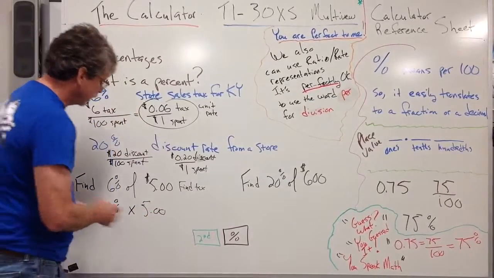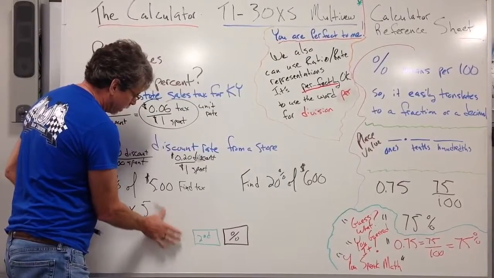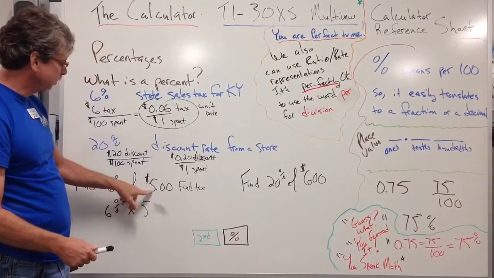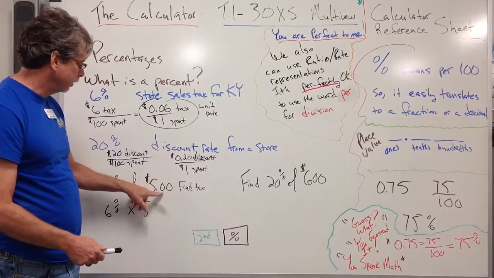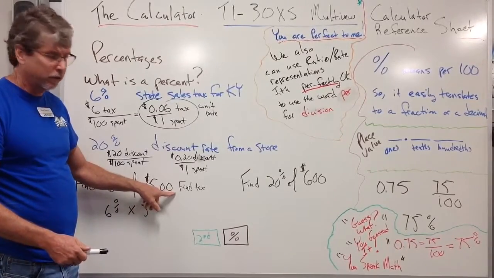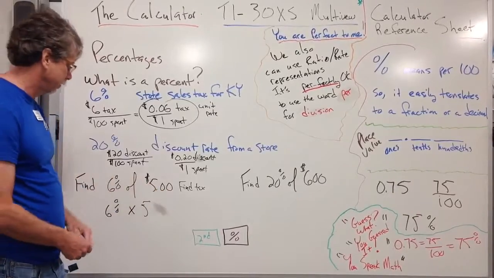And again, if I want, I can drop off the 0, so let's just say 6 times 5, because what this means is 5 ones, nothing in the tens place, nothing in the hundreds place. That's the tens, that's the hundreds.